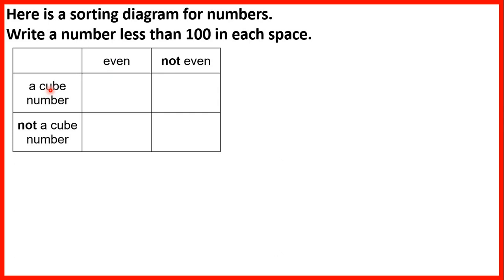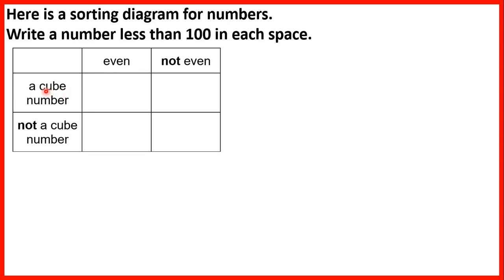Remember, a cube number is what you get when you multiply a number by itself and then multiply it by itself again. So 1 is a cube number because 1 times 1 times 1 is 1. But 1 isn't an even number because remember, even numbers end in 0, 2, 4, 6 or 8. Even numbers are multiples of 2.